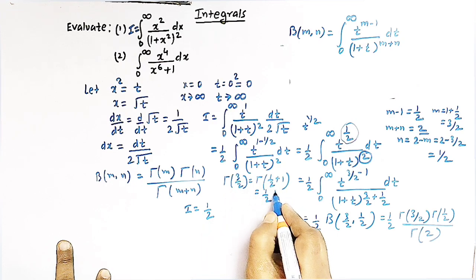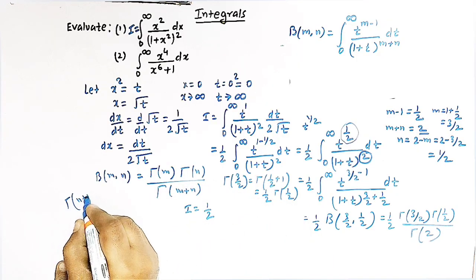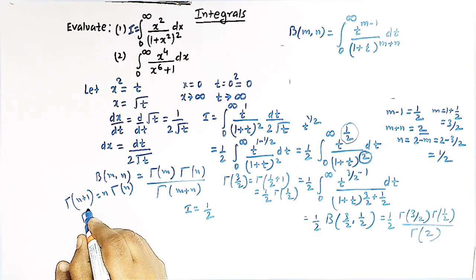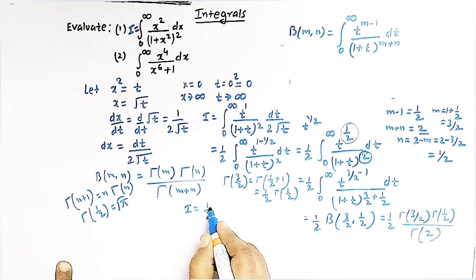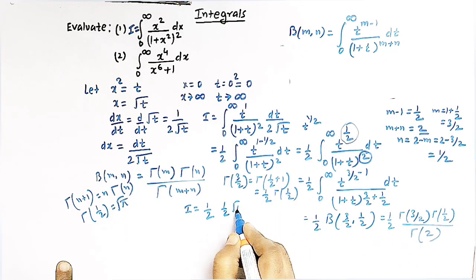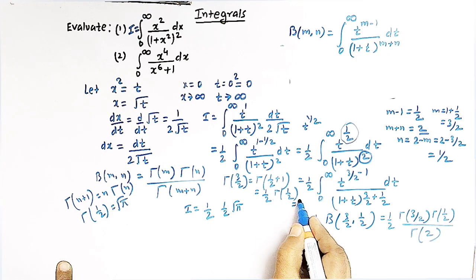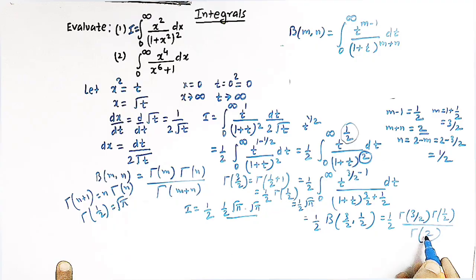So we have half times gamma half, right? Using this result, that is gamma n plus 1 is equal to n times gamma n. So now gamma half is equal to square root of pi. So now we can write half, and here gamma 3 by 2 is half times square root of pi, because gamma 3 by 2 is half times gamma half, that is half root pi, right? And gamma half is square root of pi, and in the denominator we have gamma 2.